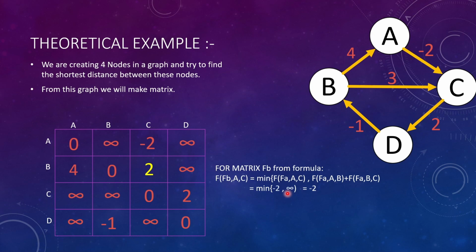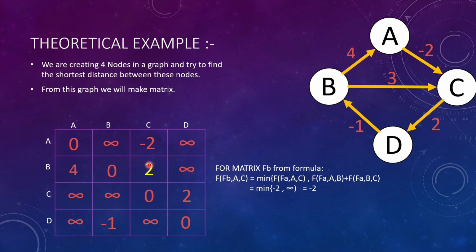Now we will try to check for going via node B. For that we will do the same thing as I told you previously. Checking the rows and columns containing B and diagonal elements doesn't make any sense. So now we will apply the algorithm for the rest of the cells. First start with A to C. A to C was previously minus 2, but now we'll go from A to C via B. So first we will go from A to B here, which is infinity, and B to C, which is 2.